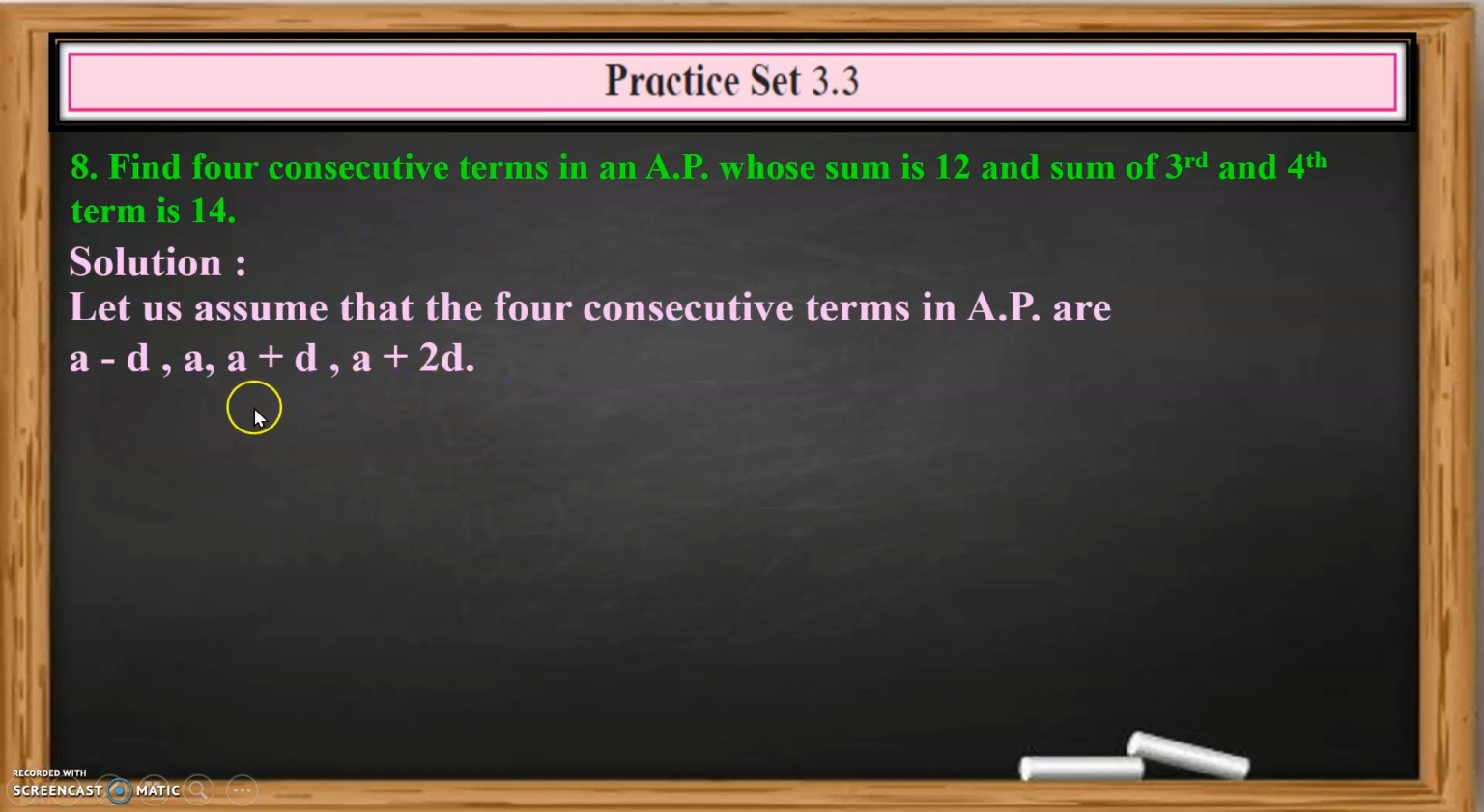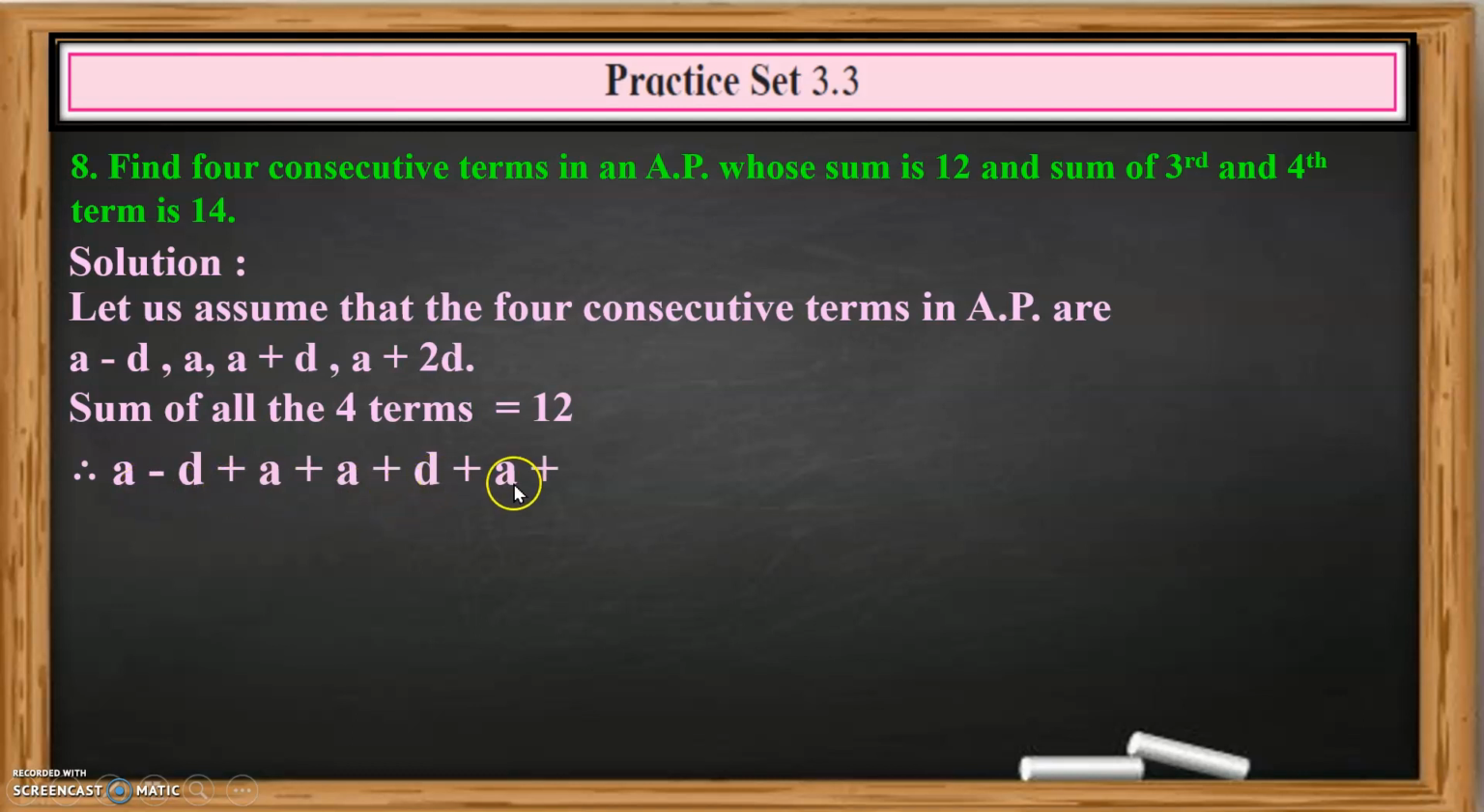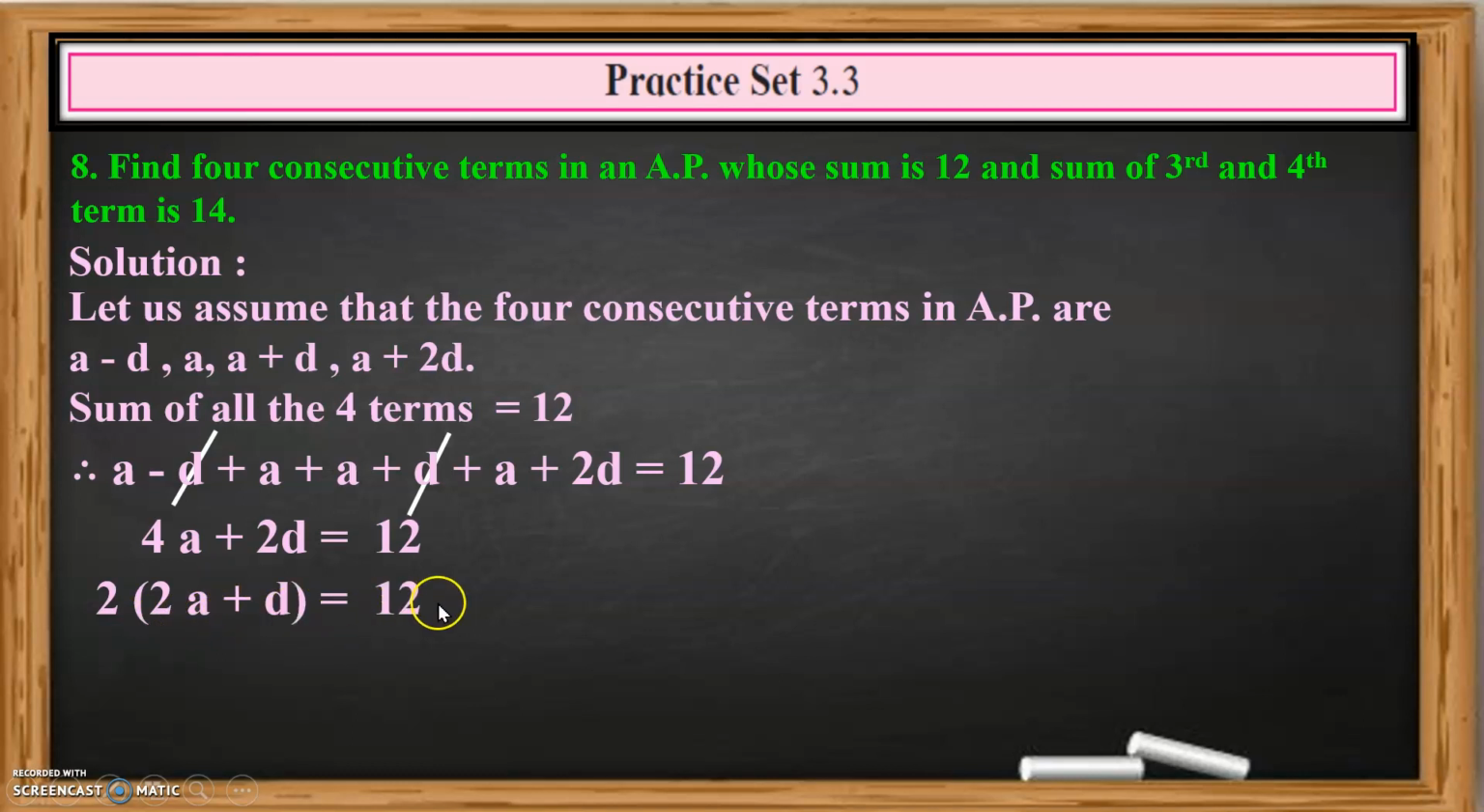Now what is the first condition? The sum is 12. That means sum of all the 4 terms is 12. So we will write sum of all the 4 terms is equal to 12. So we have to add up all this to get the sum. So let's add a minus d plus a plus d plus a plus 2d is equal to 12. Now this d and this d will get cancelled. So what are you left with? 4a plus 2d is equal to 12. Now over here 2 is common. So I'll take out 2 common and we'll get 2a plus d equal to 12.